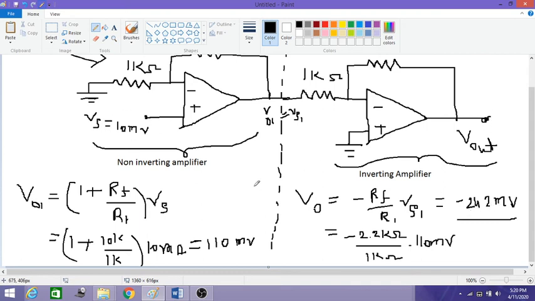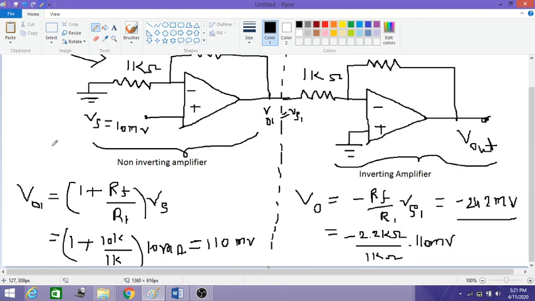We applied this, there are two stages of amplification. Whether it is positive or negative amplification, meaning inverting or non-inverting, you need not bother, but there are two stages of amplification. The first stage of amplification we got an output of 110 millivolts, and the second stage of amplification we got minus 242 millivolts. So this minus represents that in the final stage we have given the input to an inverting case, so the output is inverted by 180 degrees. That is the meaning of it. Other than that there is nothing else. So this is one method of analysis.